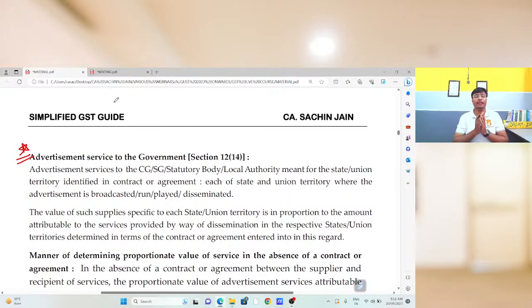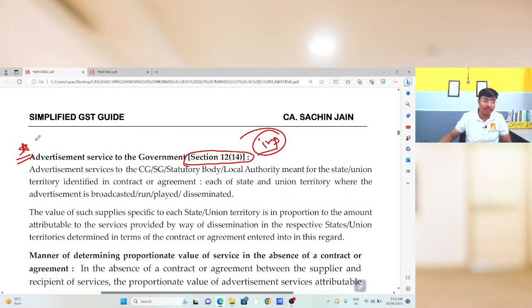So we have discussed certain important points regarding the place of supply. We had covered section number 12 of the IGST Act, till section 12, subsection 13. Now we are going to start our discussion on section 12, subsection 14, which is also very important. Already star marks are there, and this section is also important.